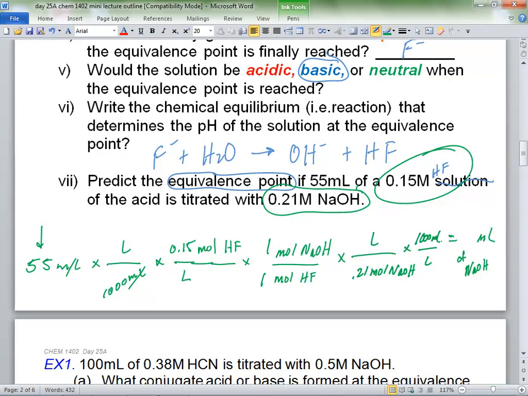Someone didn't give me my calculator back. Okay. 55 divided by 1,000 times 0.15 divided by 0.21 times 1,000 again. Yeah, about 39.3 milliliters. Right?